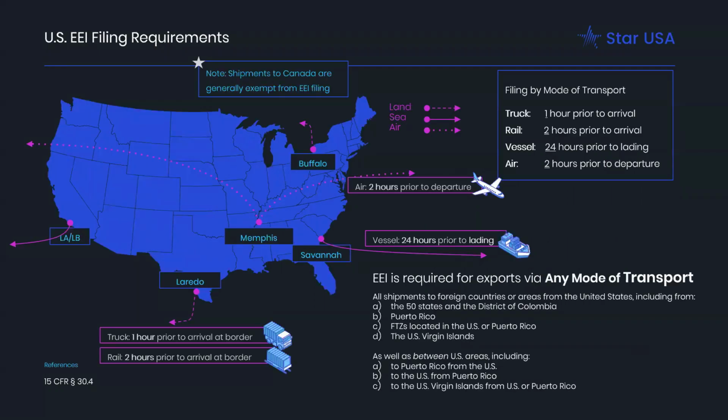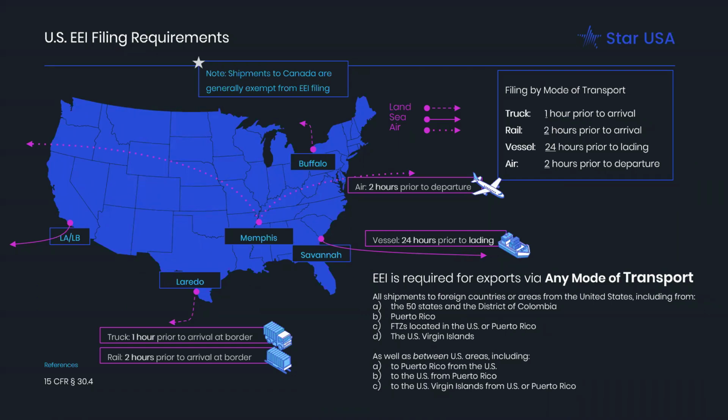So when are you required to file an EEI? And again, we're talking about physical goods. So these goods have to be on some sort of conveyance as a means of export. And those conveyance types are truck, rail, vessel, or air. For truck exports, you have to file the EEI 1 hour prior to arrival at the border. For rail, you have to file the EEI 2 hours prior to arrival. For vessels, ocean vessels, you have to file the EEI 24 hours prior to lading on board that vessel. That could be days before the vessel actually departs from the port.